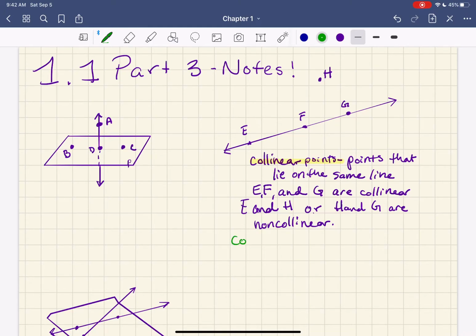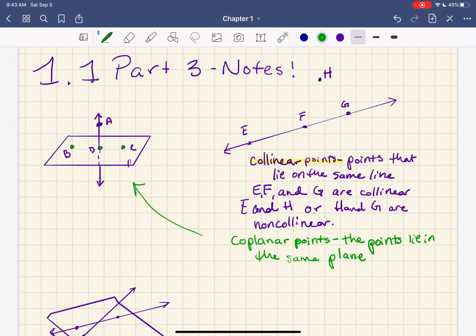Coplanar. Those are points where the points lie in the same plane. So an example of coplanar points would be something like this one that I drew over here. So you could say B, D, and C are coplanar.